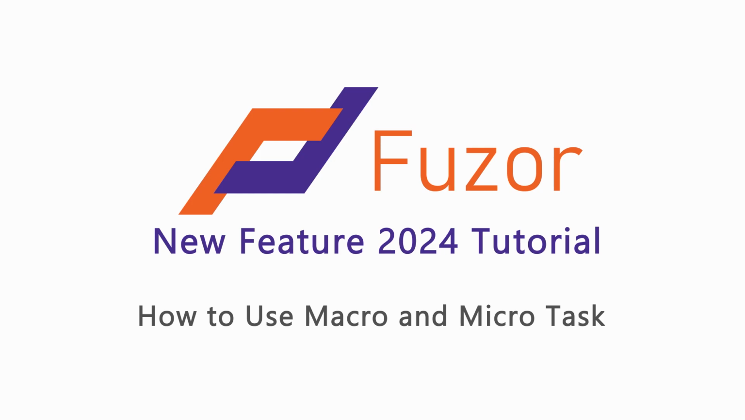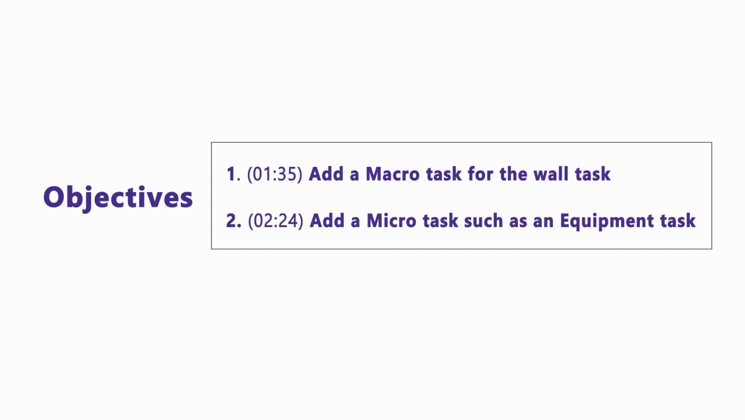In Fuzor 2024, you can now see the difference between macro and micro tasks more clearly. This will help your team understand the schedule and improve communication. The first objective is to add a macro task for the wall task, and the second objective is to add micro tasks such as an equipment task.